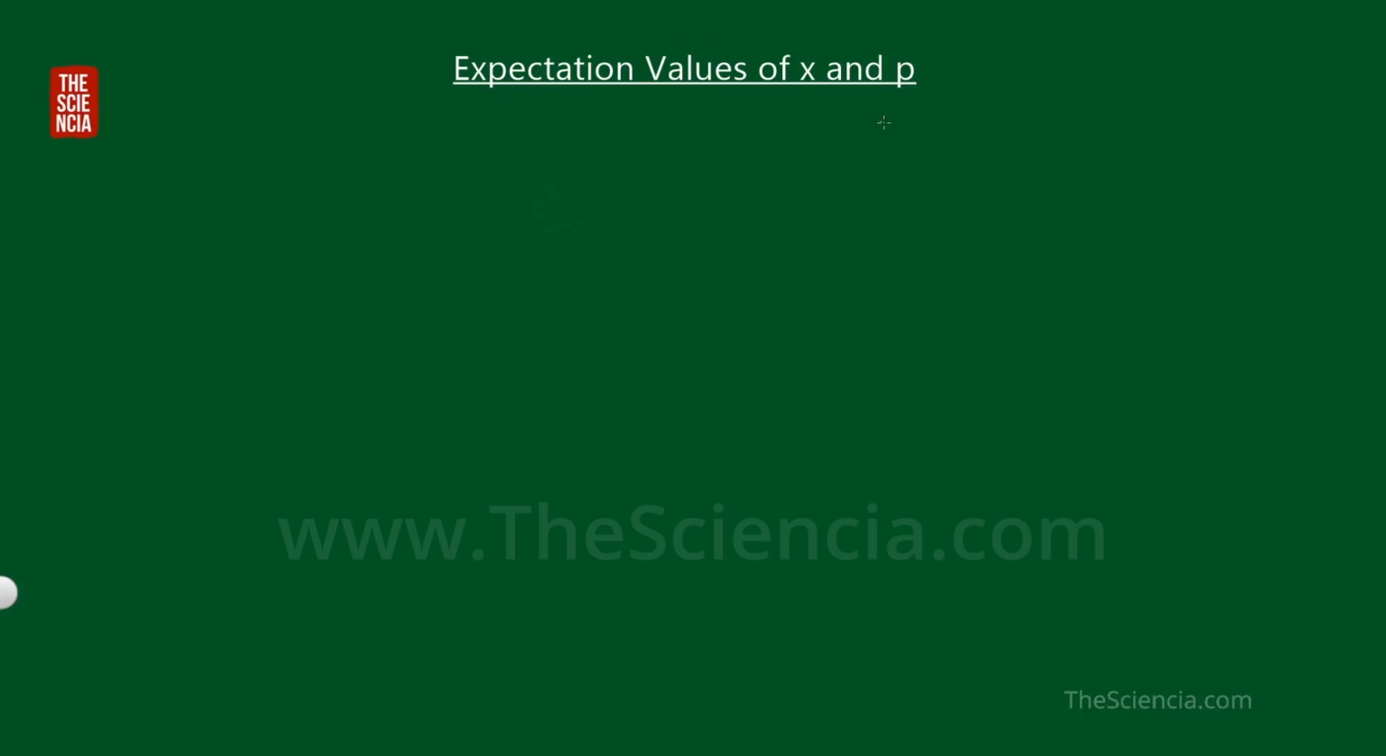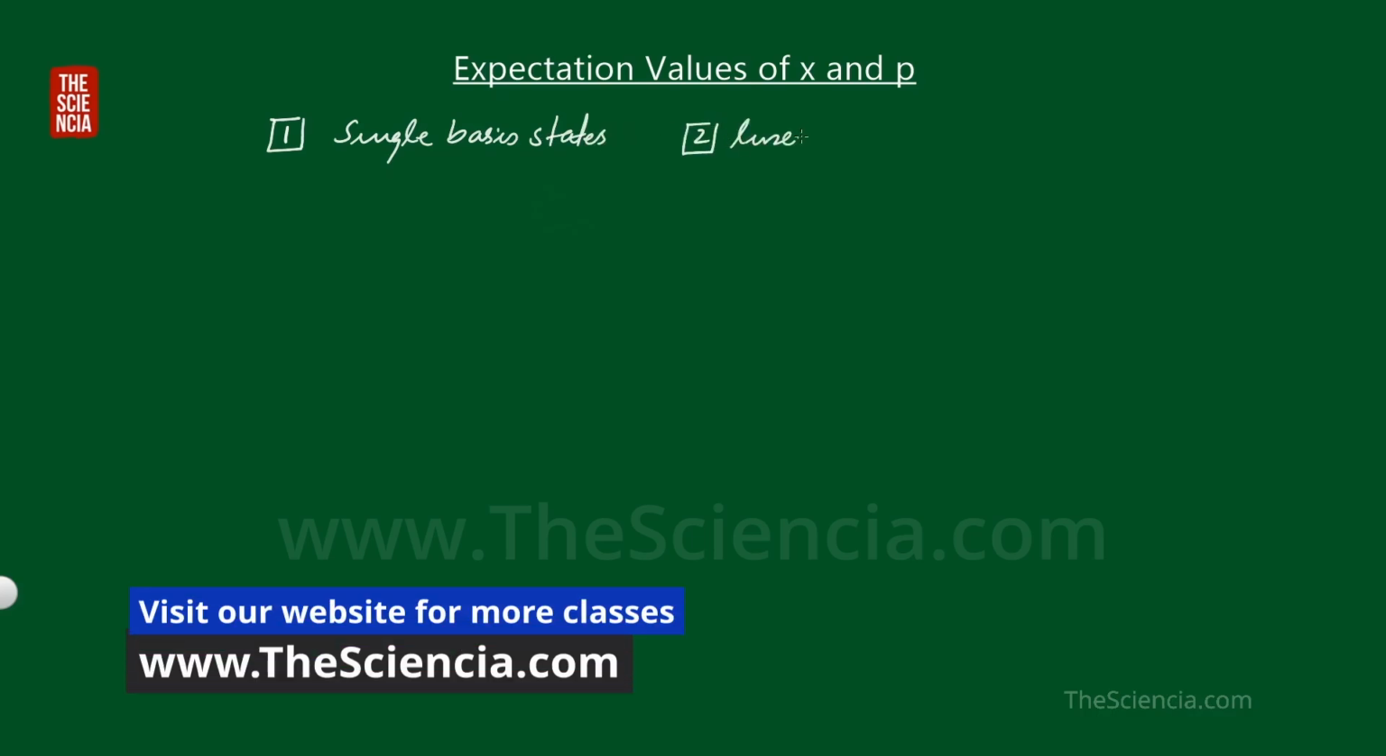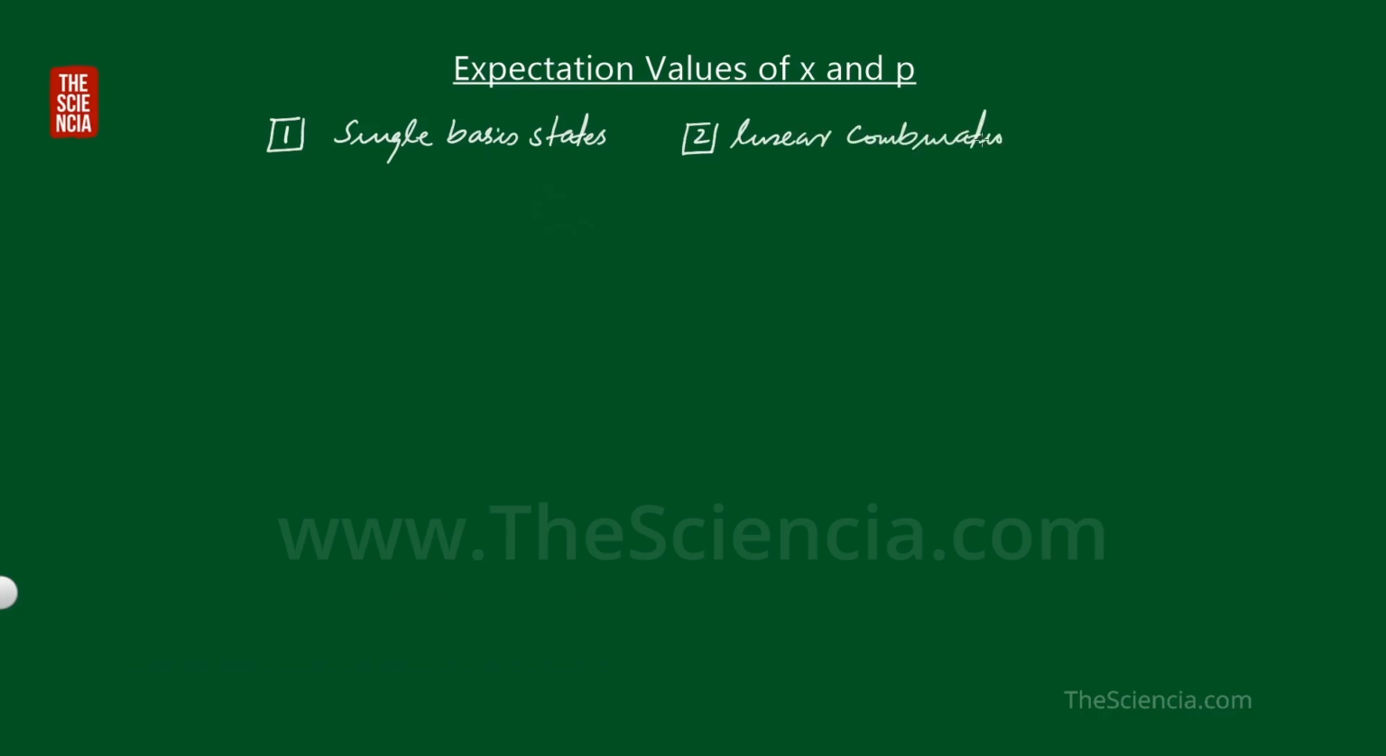Expectation values of x and px. First, we will discuss it for a single basis state. Then we will discuss it for a linear combination of basis states. So now we are going to discuss the expectation value of x and px for a single basis state.